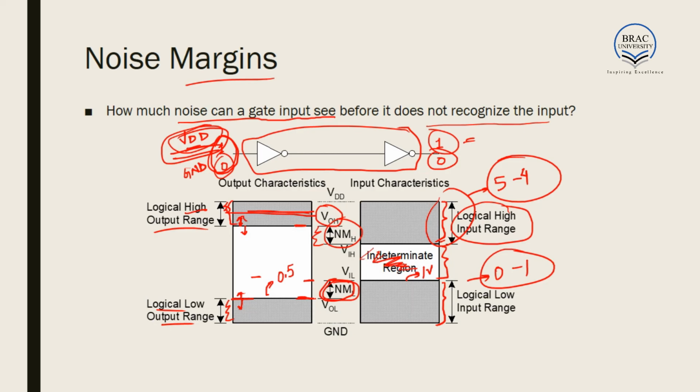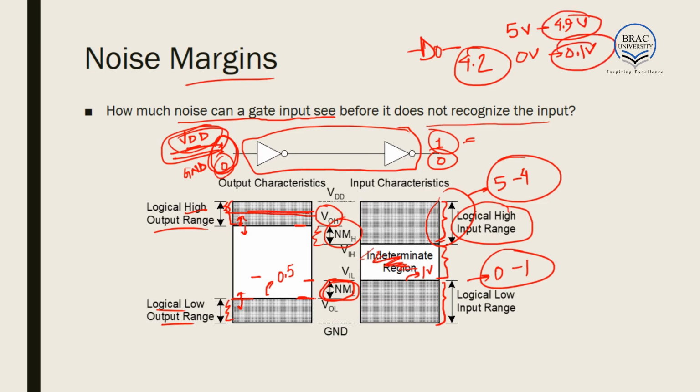We don't want to design any gate which gives an output of 4.2 volts. Suppose we want a gate which will either give an output of 5 volts or 0 volts. If not 5 volts, it can be 4.9 volts. If not 0 volts, it can be 0.1 volts. We do not want these values to fall too much. So we want this range to be as low as possible, and we want this range to be high, but not so high that the intermediate region becomes so small that we cannot differentiate whether a noisy input signal is high or low.